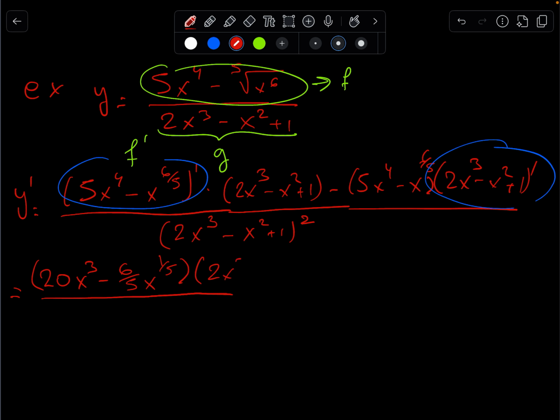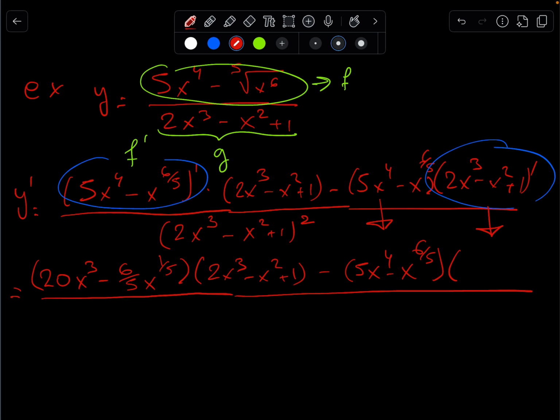Pay attention to the parentheses, times 2x cubed minus x squared plus 1, minus the numerator here, 5x to the power of 4 minus x to the power 6 over 5 times derivative of the denominator. Derivative of 2x cubed is 6x squared minus 2x plus 0, because the derivative of 1 is 0, divided by the denominator squared, 2x cubed minus x squared plus 1 squared.